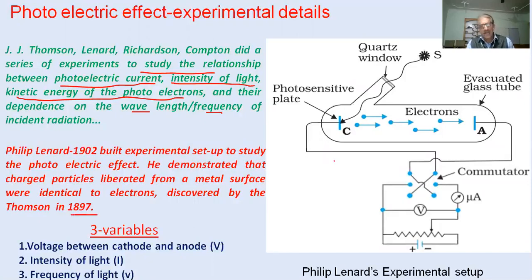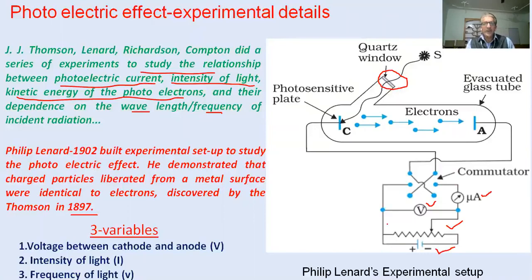Now, the experimental setup of Philipp Lenard consists of an evacuated glass tube with a quartz window, and this quartz window would allow the ultraviolet light to pass through it, and that light would fall on the cathode C. The cathode and anode were fitted in it, and then there was an external circuit: a commutator, which would change the polarity of the battery, then a micro ammeter and a voltmeter, a rheostat, and a cell.